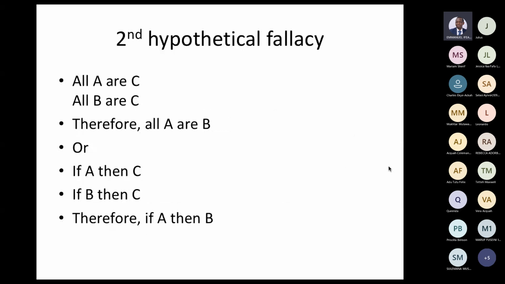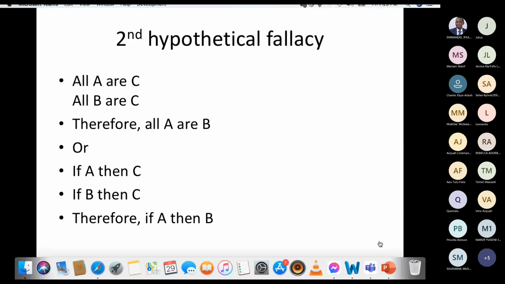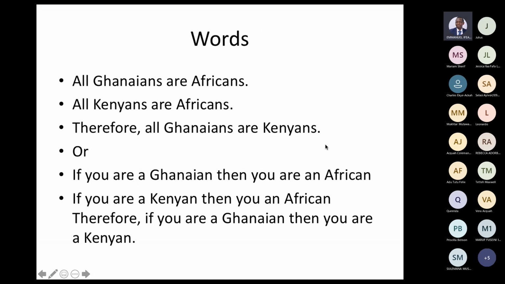Then the second hypothetical fallacy: all A are C. So instead of all A are B, you have all A are C. All B are C. Therefore, all A are B. Now let's put it in words. All Ghanaians are Africans, all Kenyans are Africans, therefore all Ghanaians are Kenyans. So that's why it's a fallacy.